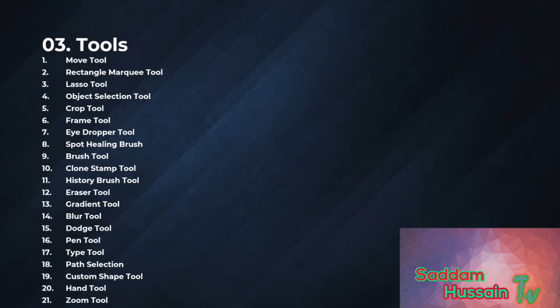In section 3 we're going to talk about tools. So we'll cover the following: the Move tool, the Rectangular Marquee tool, the Lasso tool, the Object Selection tool, the Crop tool, the Frame tool, the Eyedropper tool, the Spot Healing brush, the Brush tool, the Clone Stamp tool, the History Brush tool, the Eraser, Gradient, Blur, Dodge, Pen tool, Type tool, Path Selection, Custom Shape tool, Hand tool, and Zoom.